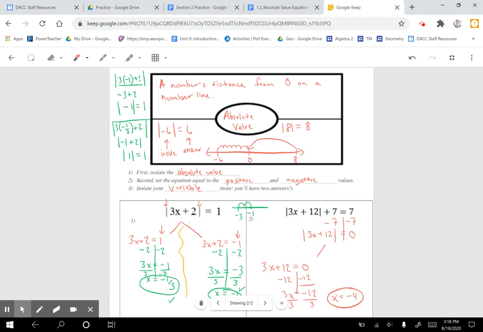But again, setting it equal in step 2 to positive and negative values, and then we're isolating our variable, so we get x equals 4 as our solution here. Again, you can plug that in to see, did that or did that not just work? And that's what we are looking at.